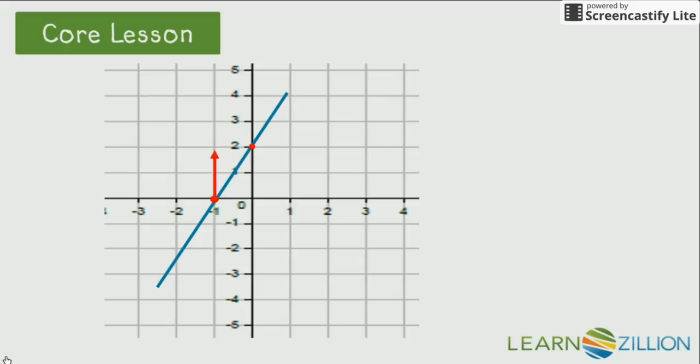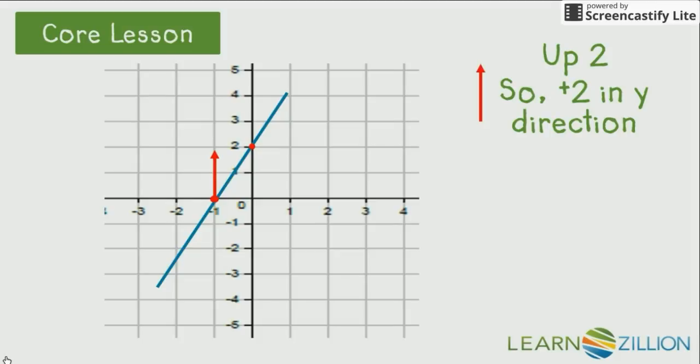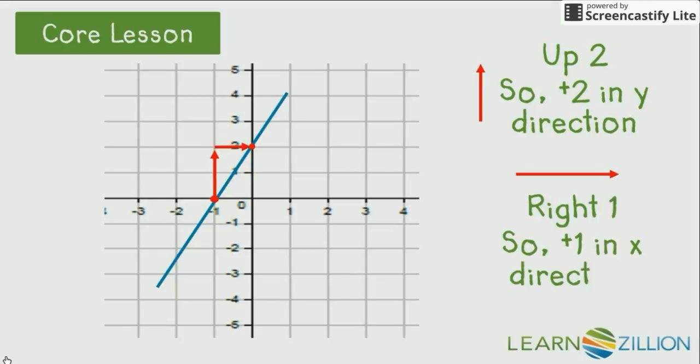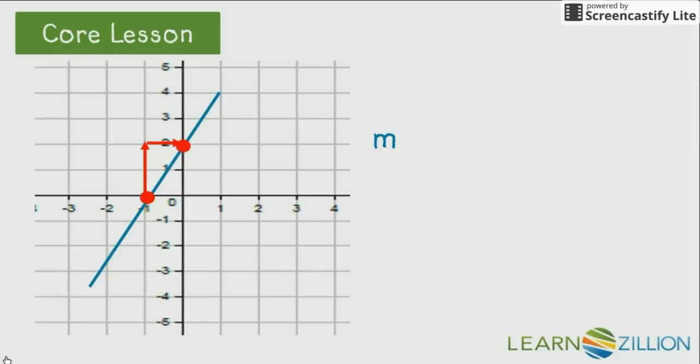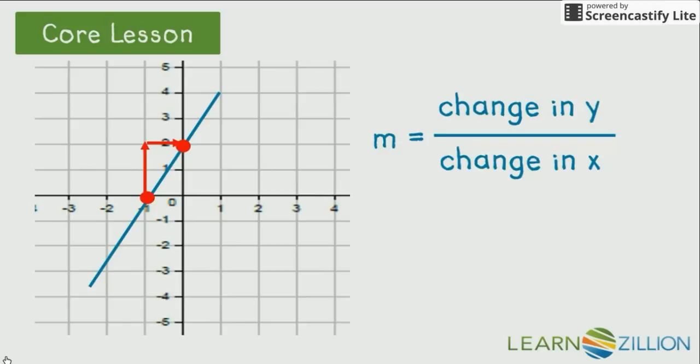To find the slope, we need to move from one to the other. So to start at 1, we always go the y direction first. We go up 2. So it's positive 2 in the y direction. From there, we need to go right 1, which is positive 1 in the x direction. So we have a slope of change in y over the change in x, which equals 2, where 2 is our change in y, and 1 is our change in x. So our slope is 2 for this line.